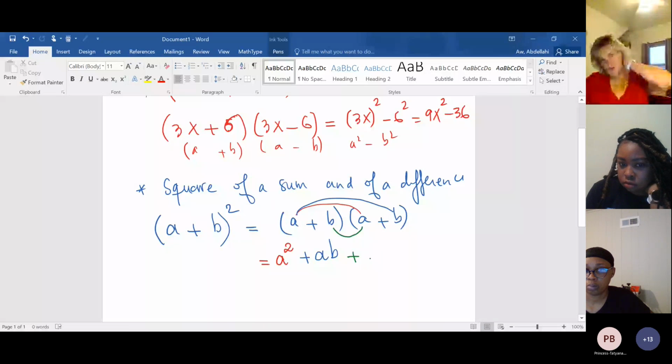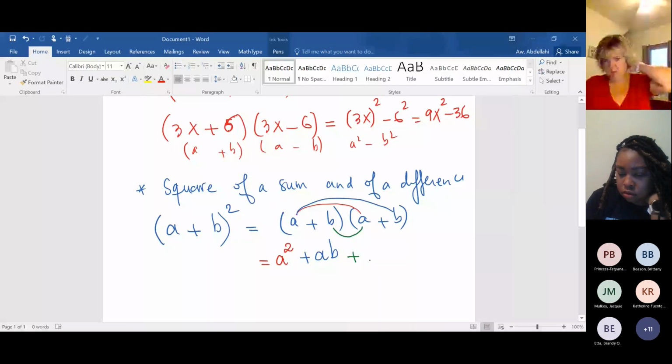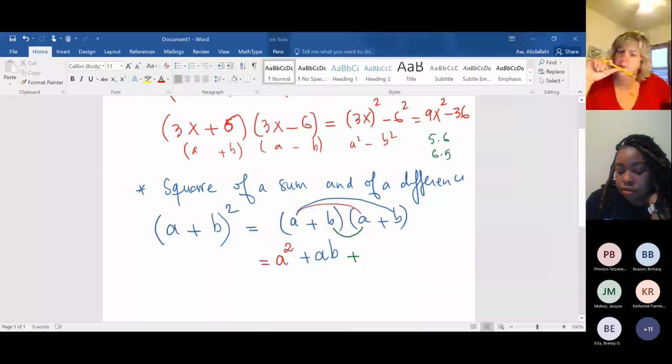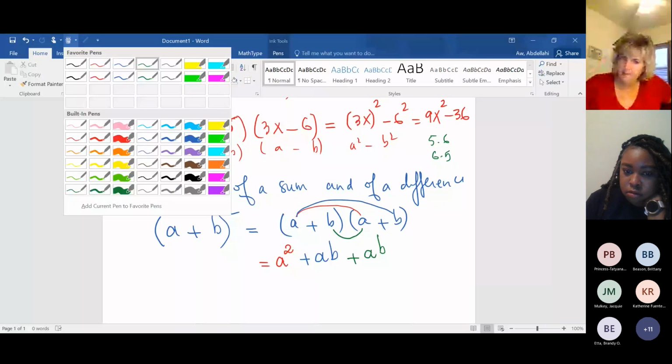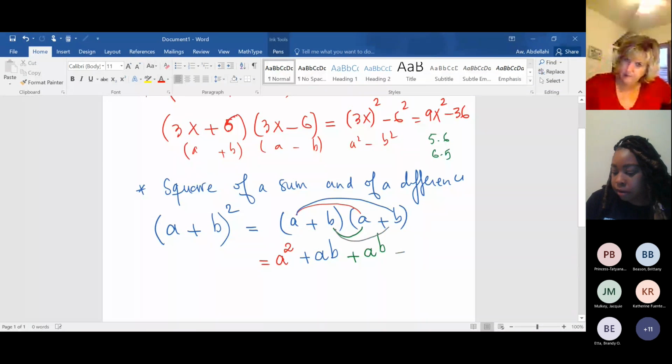Okay, I mean, do that with regular numbers. When you say 5 times 6, how much do we get? 30. When you say 6 times 5, how much do you get? 30. Okay. So does it change? It is the same thing, right? So we can say ab also. And then plus the last one here, which is plus b squared, right?